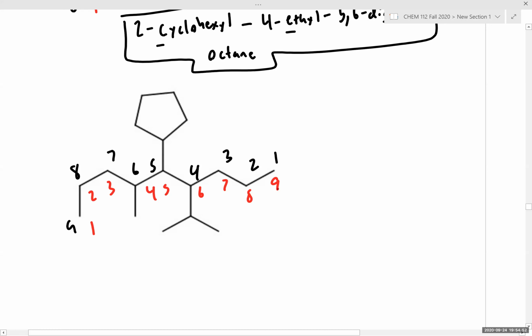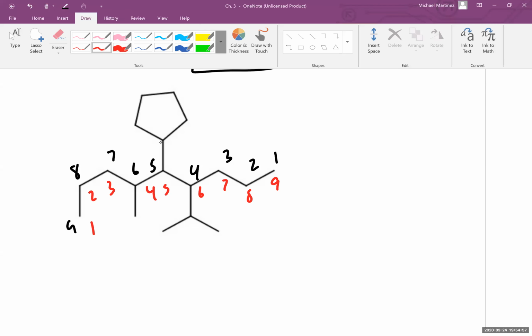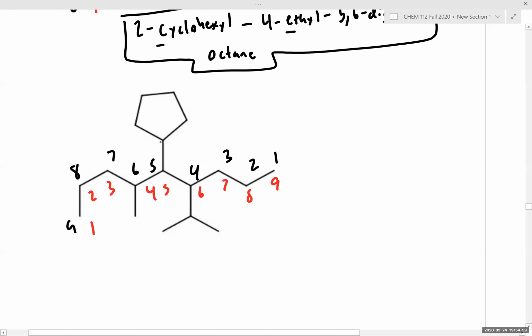Could someone please tell me the name and number of each of our substituents? So what substituents do we have on our longest carbon chain? So we have a proposed name of 5-cyclopentyl, 4-isopropyl, 6,7-dimethyl. Okay, so let's look at our two numbering methods. On carbon 4, we have an isopropyl. The i in isopropyl is counted. 5-cyclopentyl, 6-methyl, and that's it.